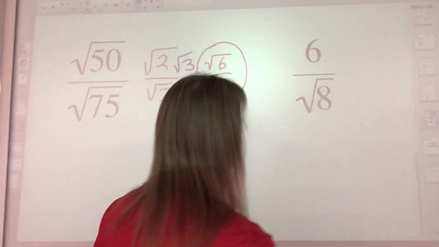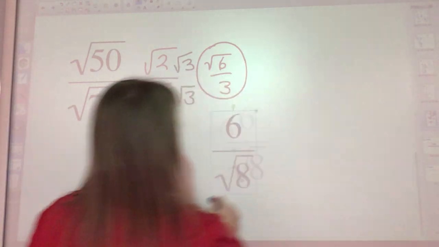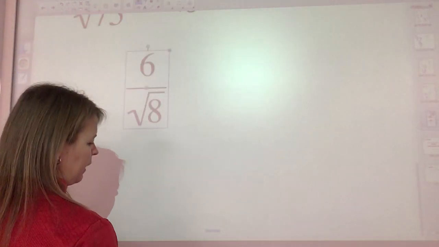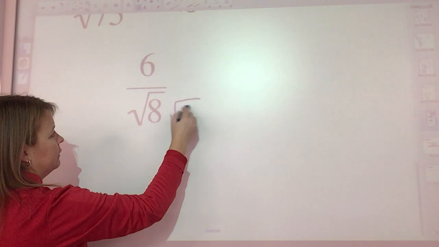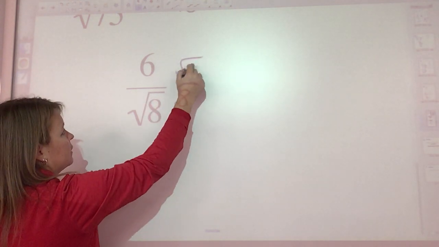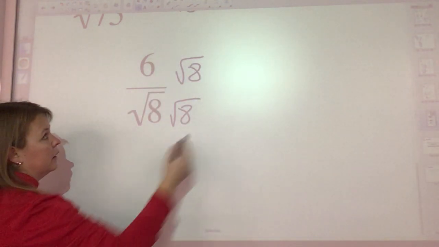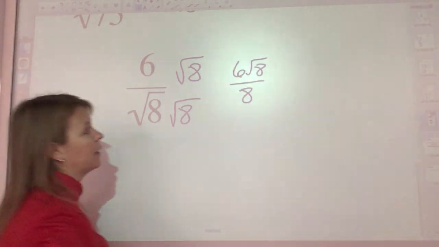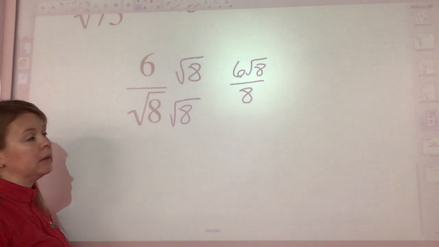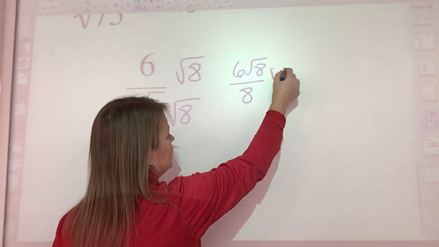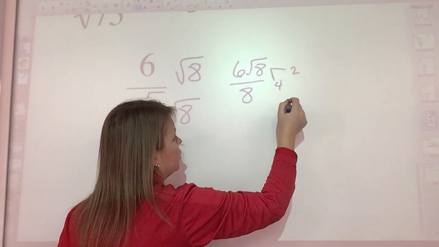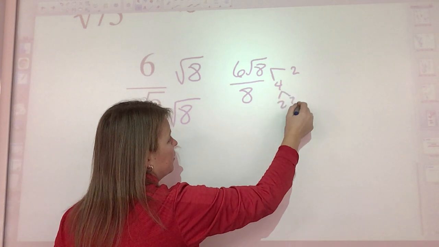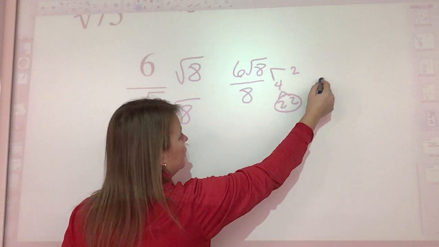Final one. 6 over square root of 8. I'm going to move it down here so we have room. Rationalize it. You can't reduce 6 over 8 because they're both not radicals. You get 6 square root of 8 over 8. There's going to be a lot of work to do here. Bear with me. We're going fast. 8 breaks up into 4 times 2. 4 breaks up into 2 times 2. You end up with 2 square roots of 2.